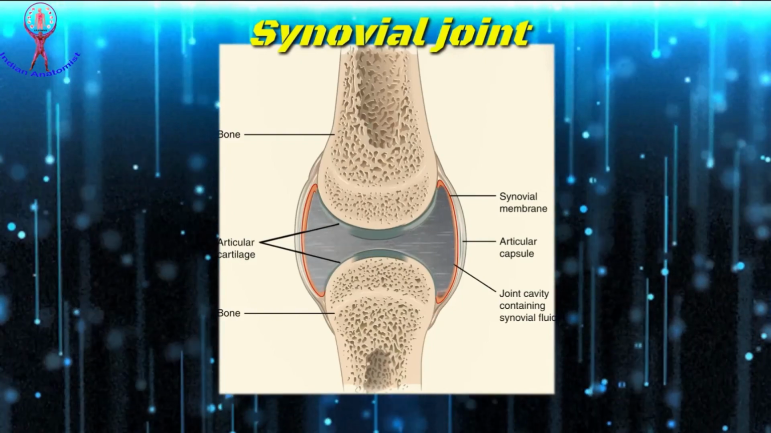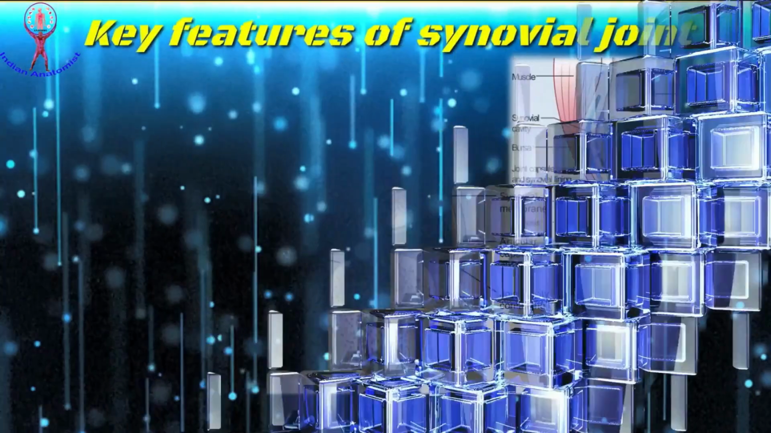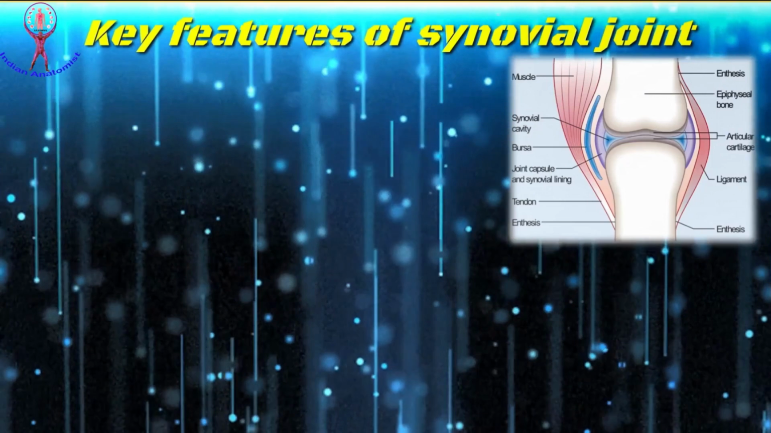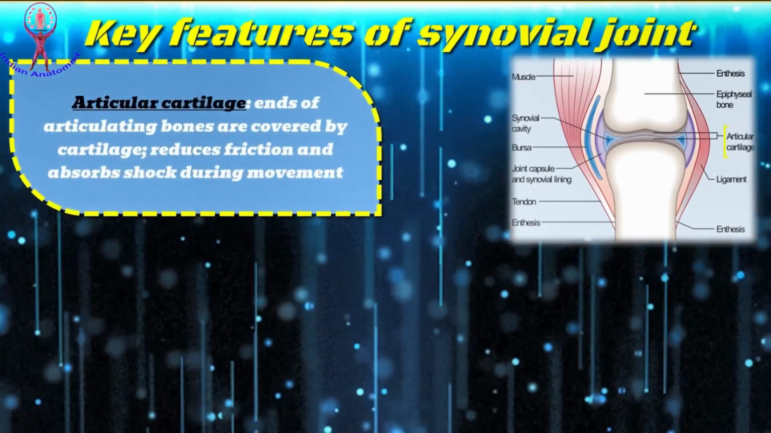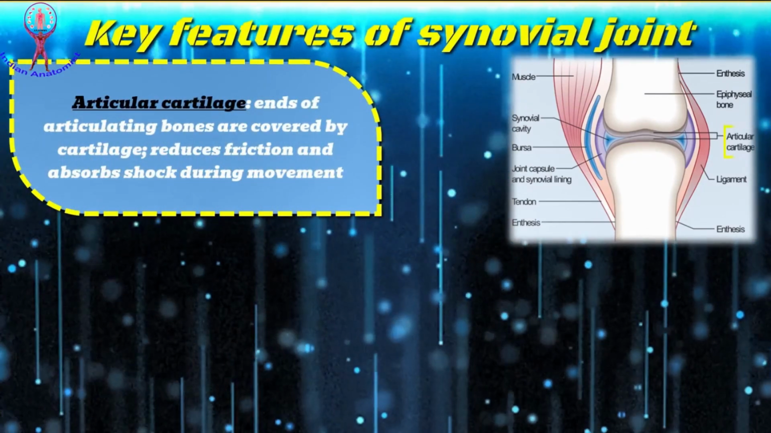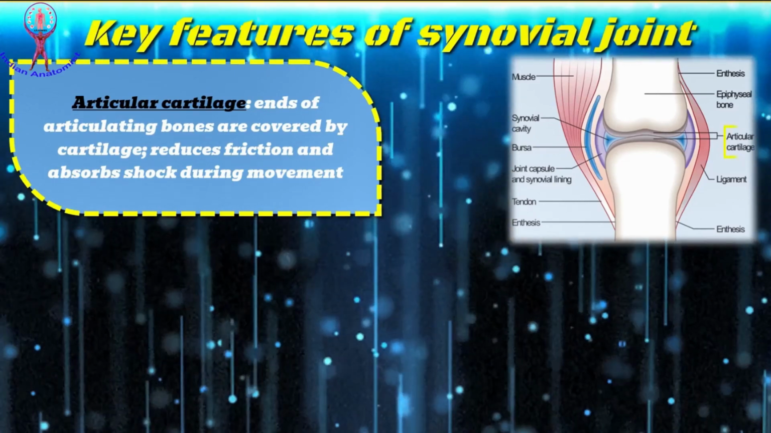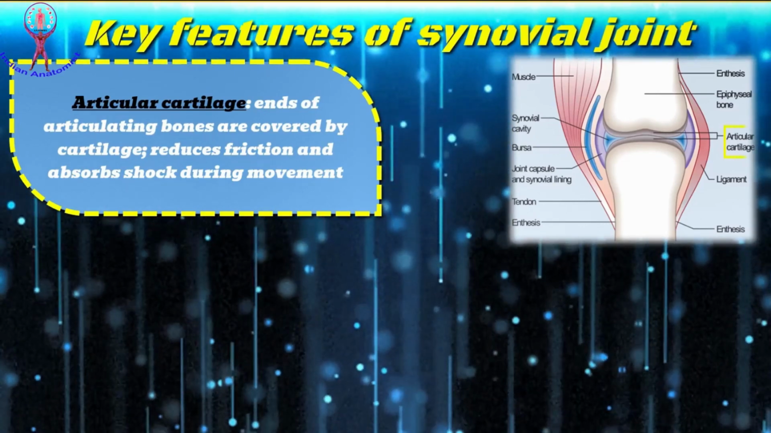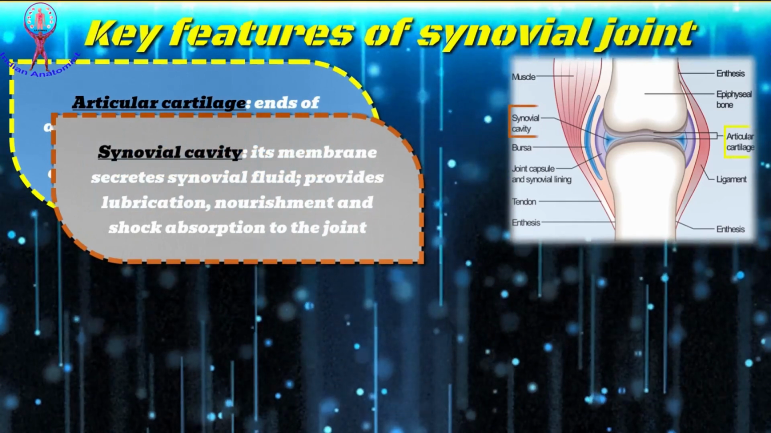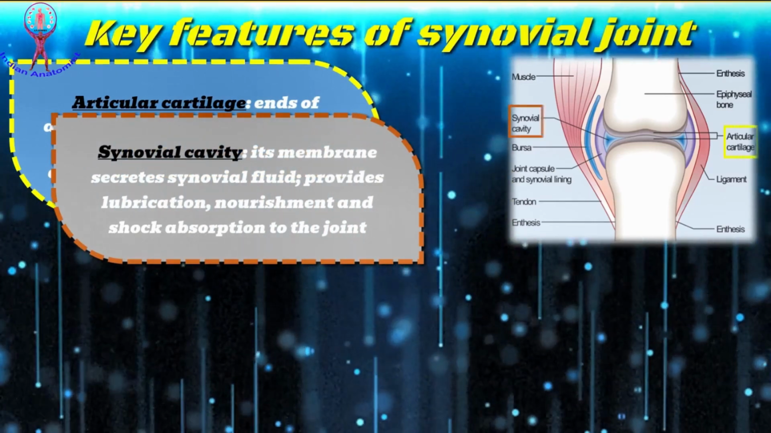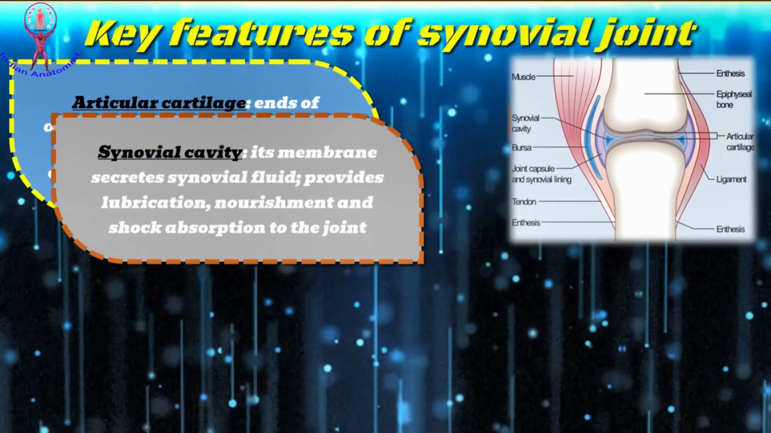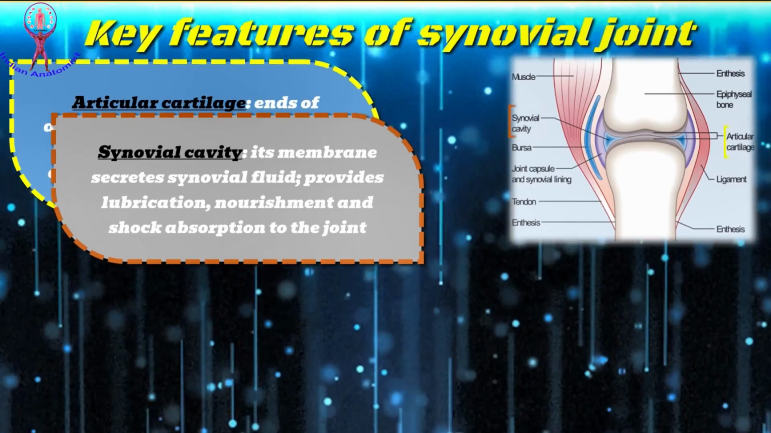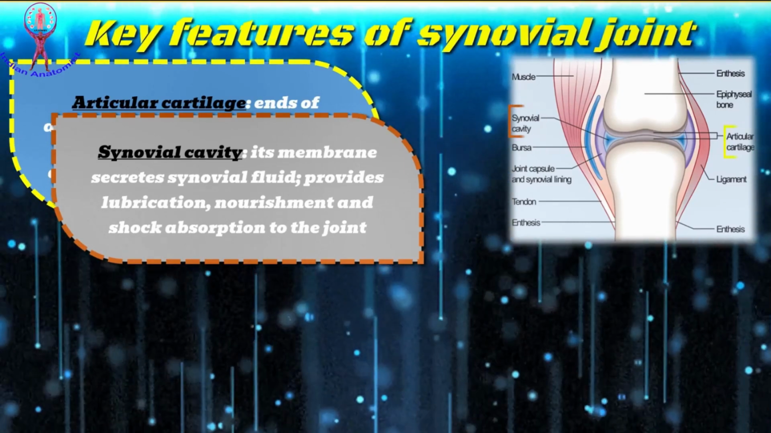Now, what are the key features of a synovial joint? Number 1, in all the synovial joints, the articular surfaces are lined by articular cartilage. It is mostly made of hyaline cartilage. Number 2, the synovial cavity. This cavity is lined by synovial membrane that secretes synovial fluid. It provides lubrication, nourishment, and shock absorption to the joint.